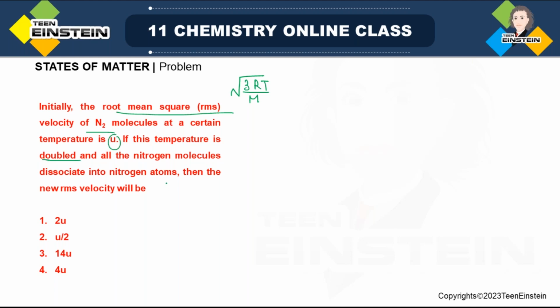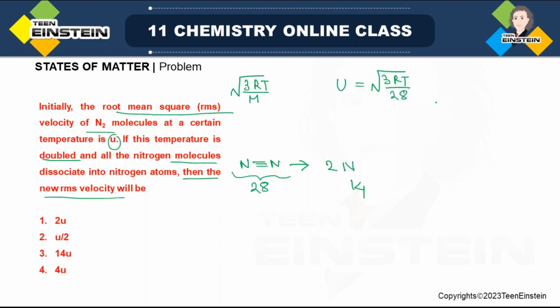Suppose you are now increasing the temperature to double the amount, and as a result all the nitrogen molecules dissociate into nitrogen atoms. So initially it is a nitrogen molecule, but now you are getting individual nitrogen atoms. So here the molar mass is 28, 14 plus 14, but now the molar mass is 14. So the molar mass is not the same. So it is asking, when you increase the temperature to double value, what will be the effect on RMS velocity? If we consider the initial value, it is root over 3RT divided by 28.